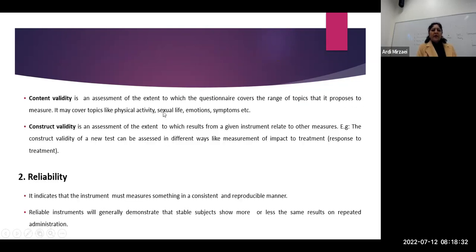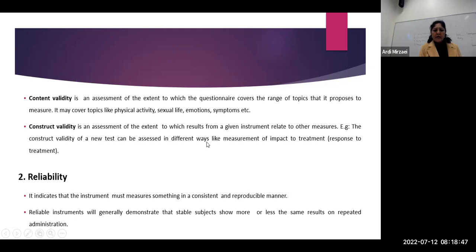Content validity is an assessment of the extent to which the questionnaire covers the range of topics. Like, the content should be appropriate. It should cover all topics like physical activity, sexual life, emotions, symptoms, and so on.